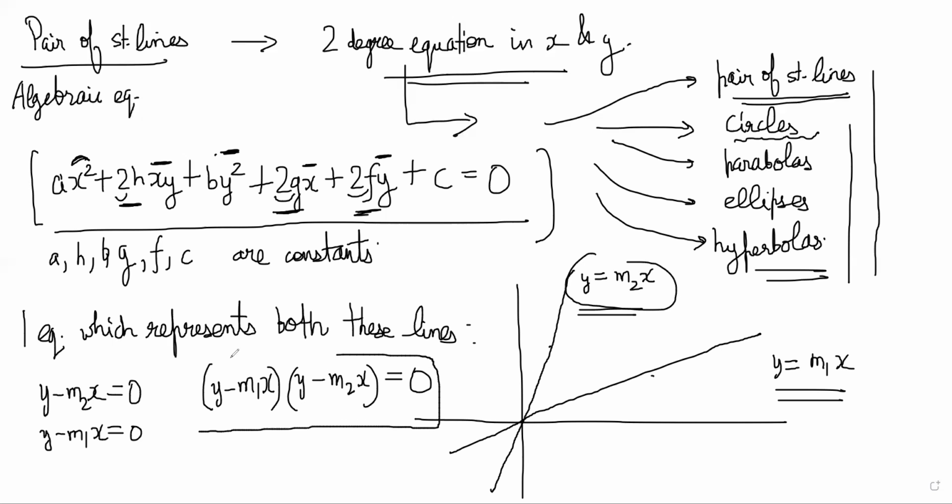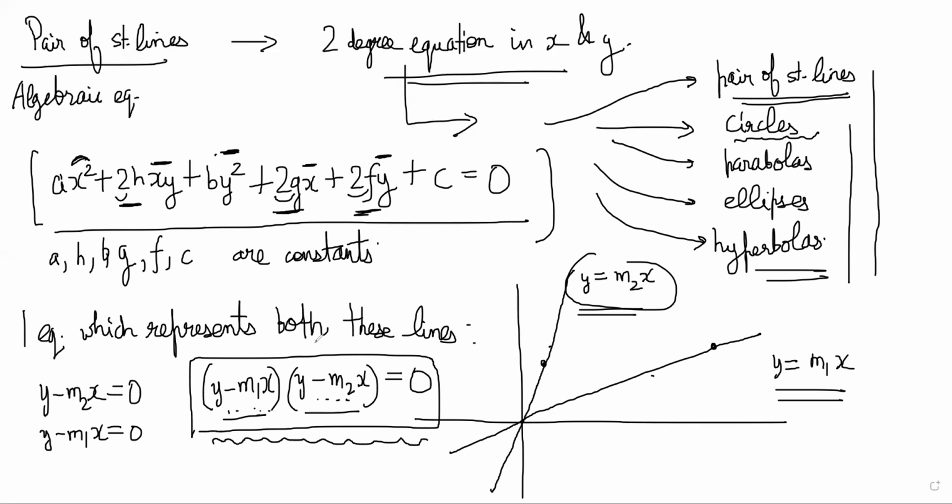Now this thing basically has two factors, and the equation (y − m1x)(y − m2x) = 0 will be satisfied when either of the factors is 0, right? This combined equation will be satisfied when either one of the factors is 0. So if one of the factors is 0, that means the point lies on that particular line. If y − m1x is 0, I know that (x, y) lies on this line. And if y − m2x is 0, I know that (x, y) lies on this line, right?